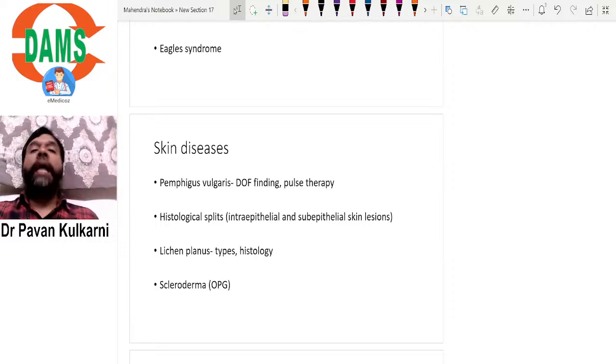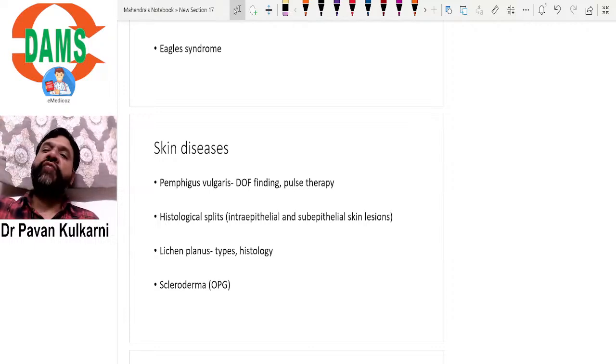We are also supposed to know about the types of lichen planus. Wickham striae that you see in reticular lichen planus, atrophic lichen planus that causes desquamative gingivitis, erosive lichen planus which is a pre-malignant condition. Okay, all these we are supposed to know. Of course, histology of lichen planus is very important, where liquefaction degeneration of the basal cells is seen. And we see apoptotic bodies called colloid bodies in case of lichen planus.